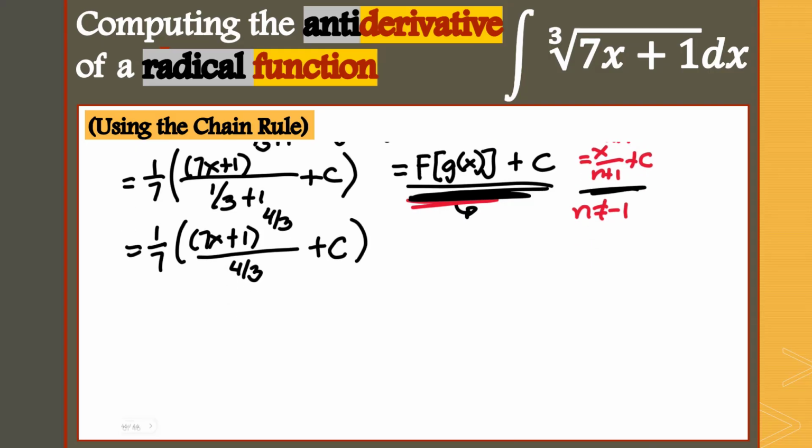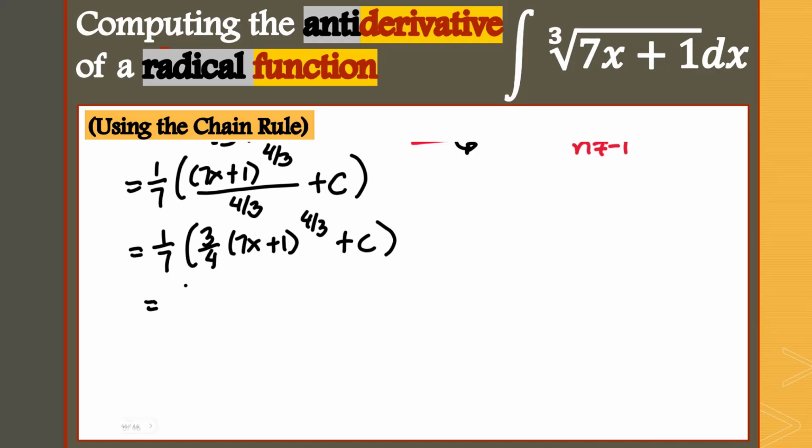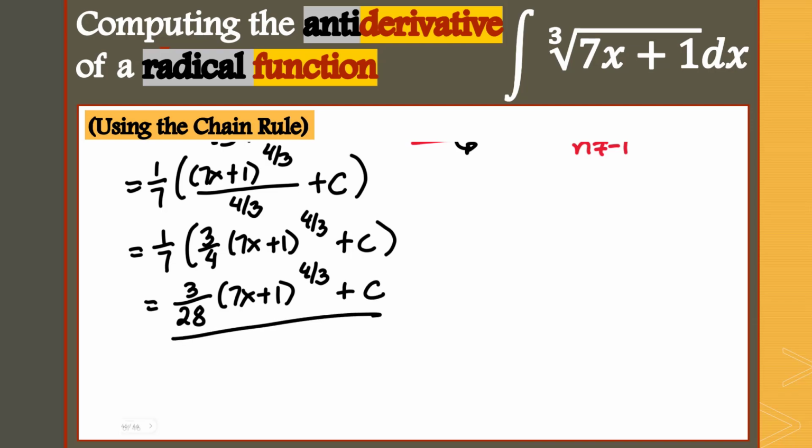Then you distribute your 1/7 outside, or before that, let's come up with the simplified form for this. We have a nested rational function, or a fraction. So that's actually equivalent to 1/7, then 3/4, reciprocating that. 7x plus 1 to the 4/3 plus c. Then we try to distribute the 1/7. You have here 3/28, right? 7 times 4, yes. 7x plus 1 to the power of 4/3 plus c. This is already acceptable, and this is the answer to the item.